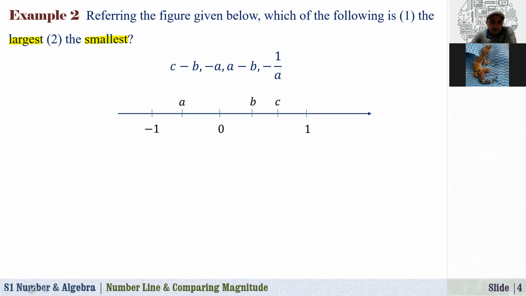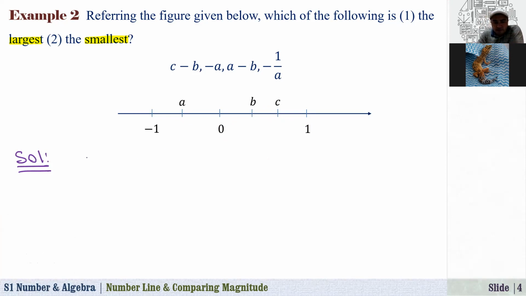Now we don't know the exact value of these variables, right? But we actually know their range. So see here, A is between negative 1 and 0, B is between 0 and C, and let's say C is between 0 and 1, but greater than B, because C is to the right of B. So now let's just calculate one by one.